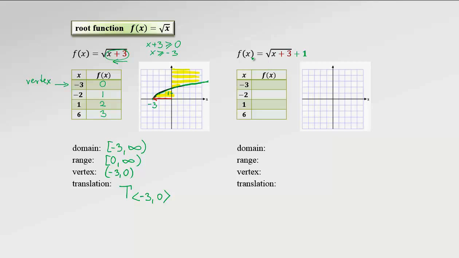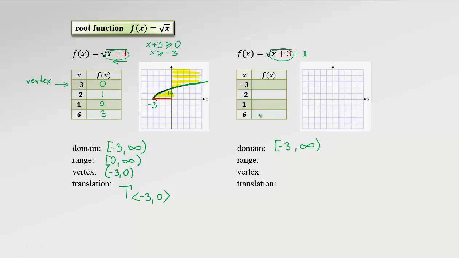Let's look at the next example. Again, it is nearly the same as previous one, but we're adding 1. How will this affect the graph? To start building your table of values, it's a good idea to look at the domain, but the domain will be the same as in previous case, because our radicand is the same. X plus 3 must be bigger equal 0, therefore x by itself must be bigger equal -3. So the domain is from -3 to the infinity.